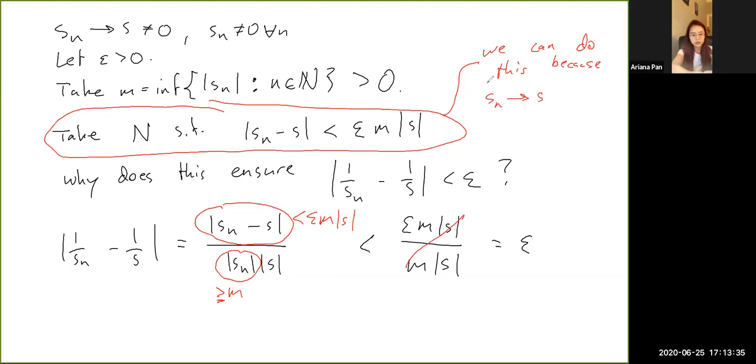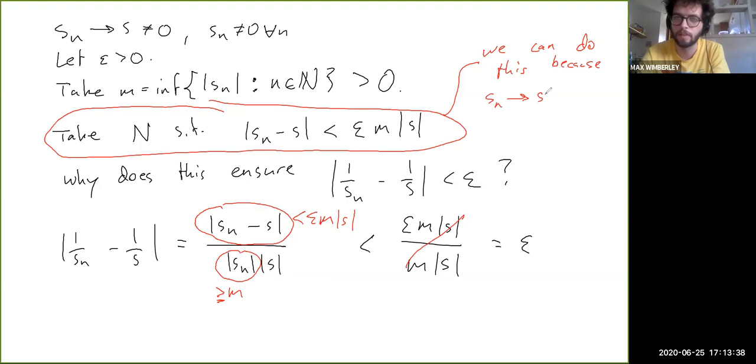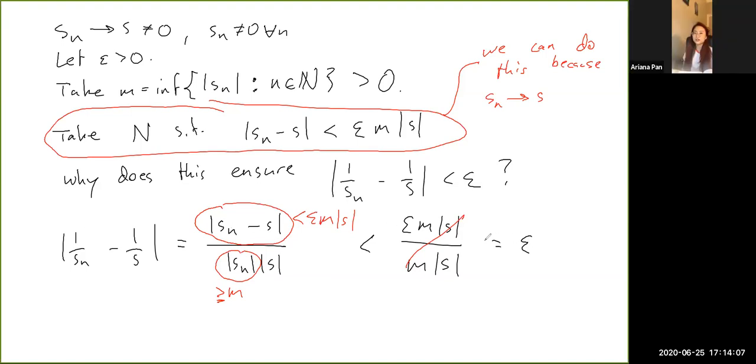The point is that we assumed that Sn converges to S, and what that allows us to do is take any number we want, and then pick capital N to make this number be smaller than the number that we want to make it smaller than. We chose this number here, epsilon times m times absolute value of S. That's just our clever choice for a number to make this be smaller than, because then later it makes things work out for us. Okay, I got it now. Thank you.